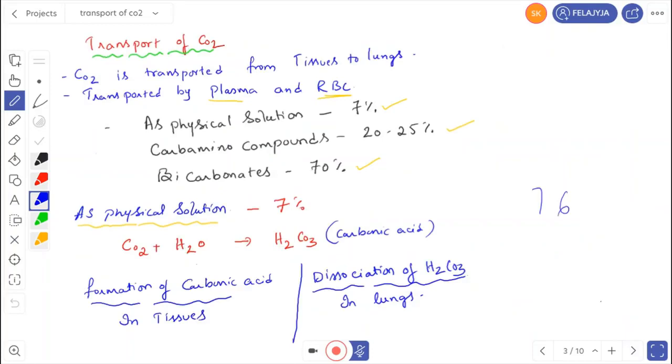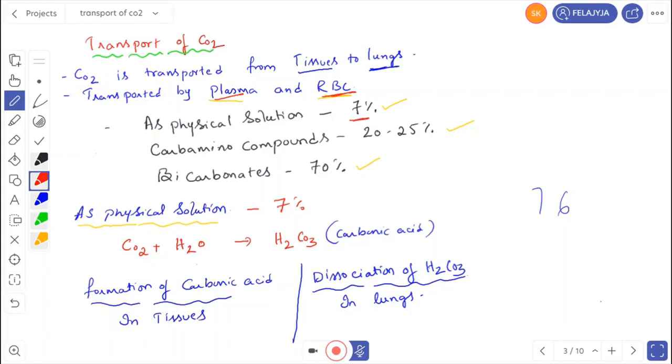Now let us go for the transport of carbon dioxide. So carbon dioxide is transported from where to where? From tissues to lungs. Okay. So carbon dioxide is transported by plasma and also RBC. In plasma, it is transported as physical solution. So as physical solution, 7% of carbon dioxide is transported.